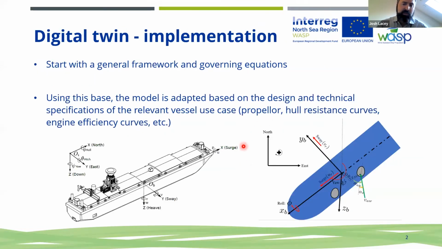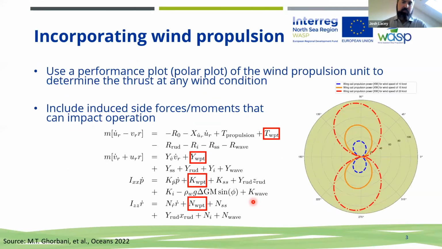So on this slide, with the exception of the wing sail units here, it's really just for any general cargo ship without wind propulsion. Obviously, once we start to add wind propulsion units, we have to modify the governing equations that characterize the dynamics of the ship and how it operates when it's at sea and when these wind propulsion units are deployed. And so there are a few things that we need to consider.